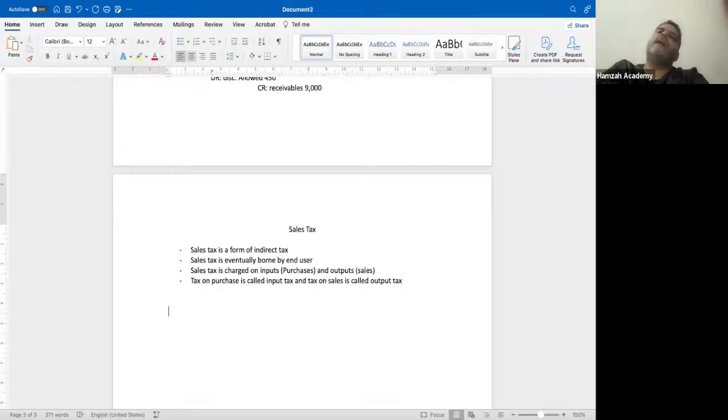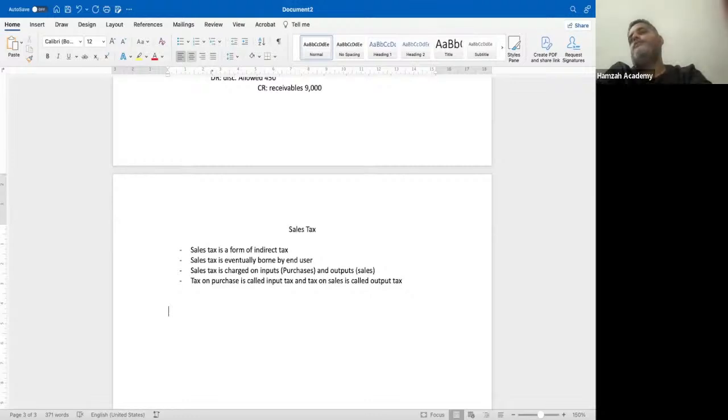This is not a tax which the government is directly charging to you. Basically, it is ultimately borne by the end user, the one who is going to be the end user of the product. He is actually going to be the one who will be paying the tax to the government, right? Eventually, that is the tax which is going to be taken out from his pocket and paid to the government, basically, right?